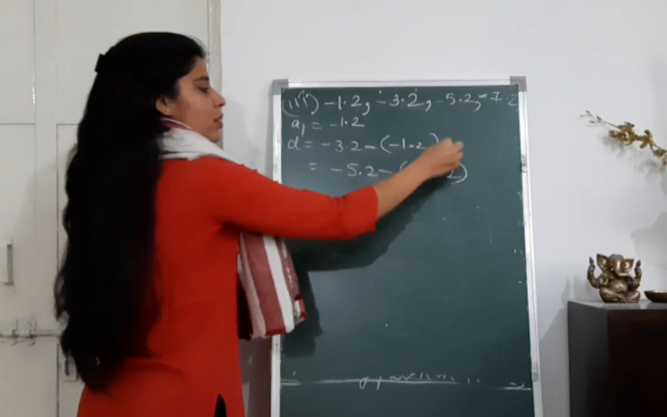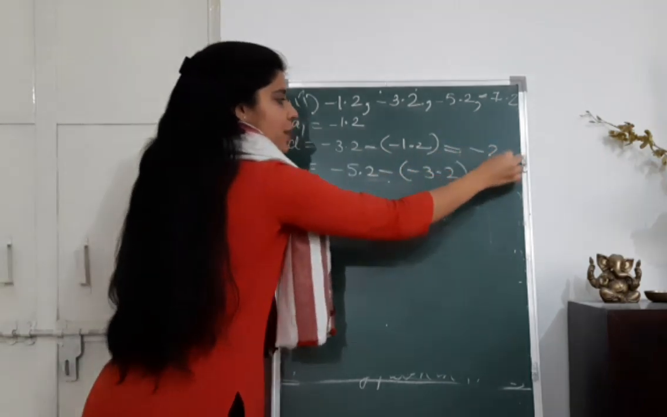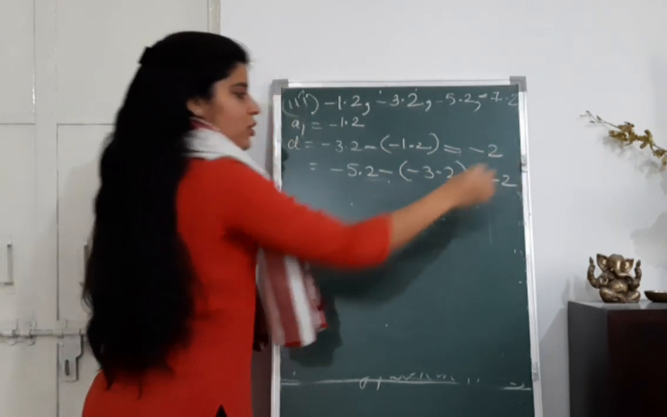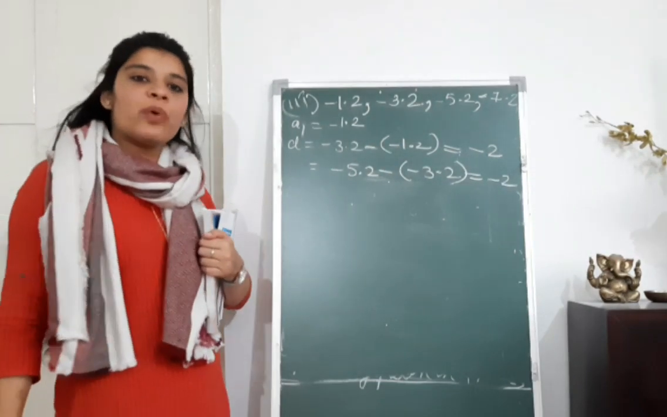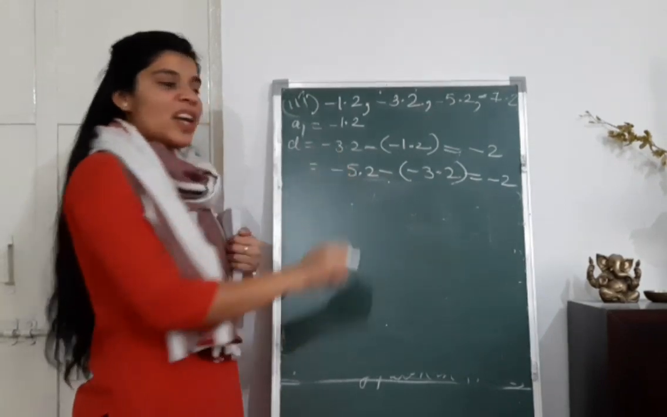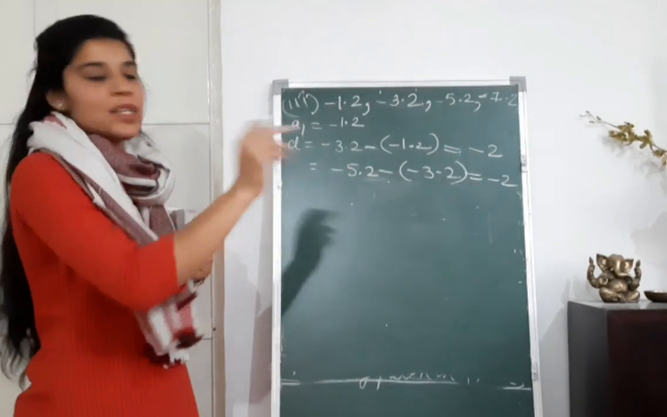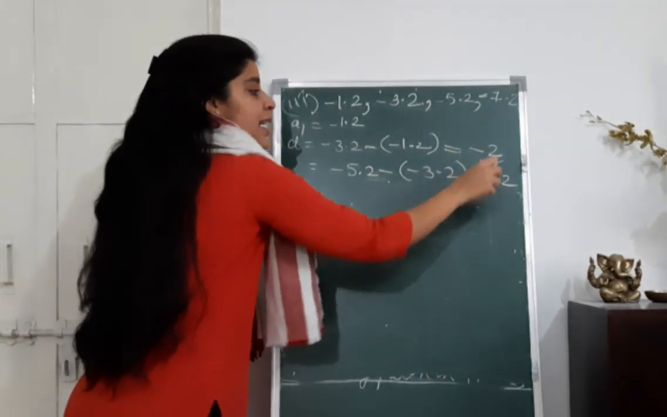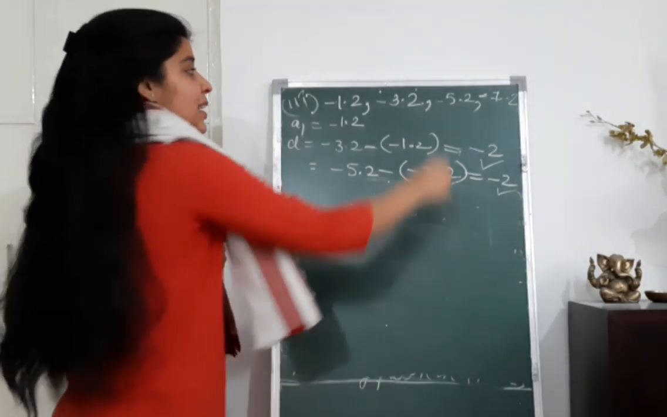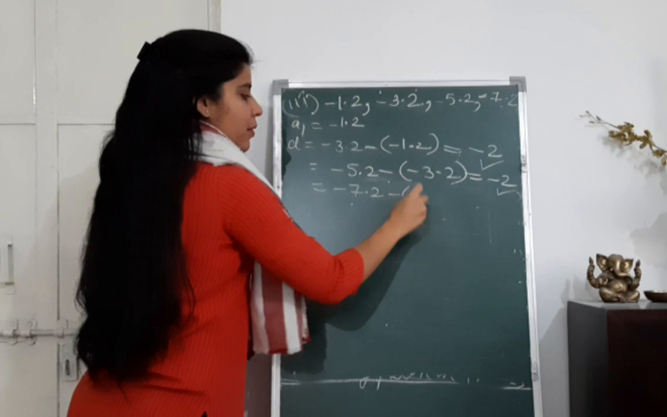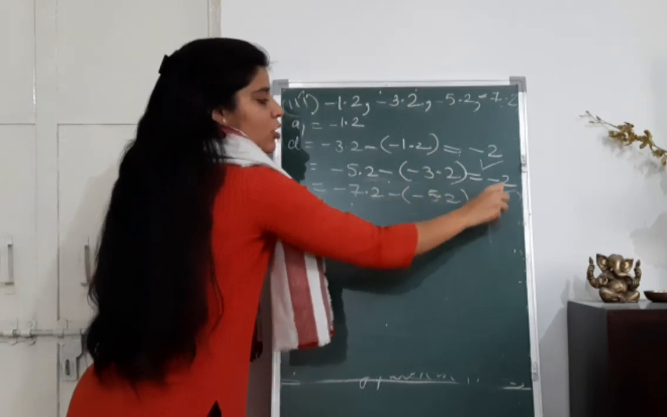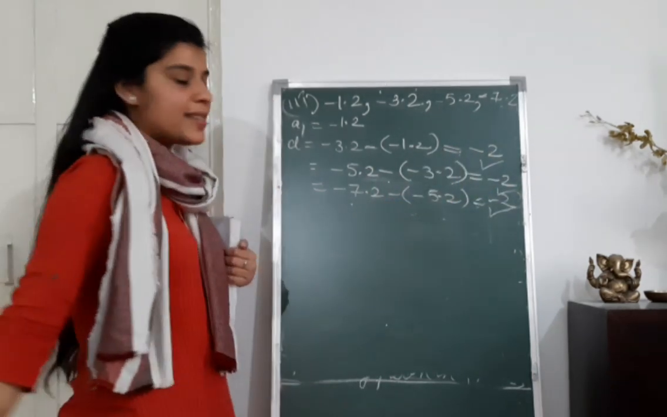Okay. So clearly you can see this is equal to minus 2 and this is also equal to minus 2, right? Minus 3.2 plus 1.2 will be equal to minus 2, and minus 5.2 plus 3.2 is also going to be equal to minus 2. This and this are the same, right? Let's check for this also. This is also equal to minus 2. So yes, this is an AP.